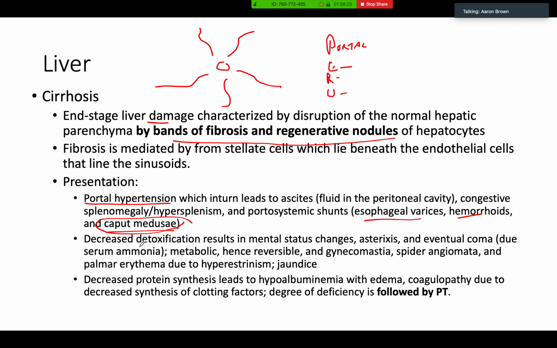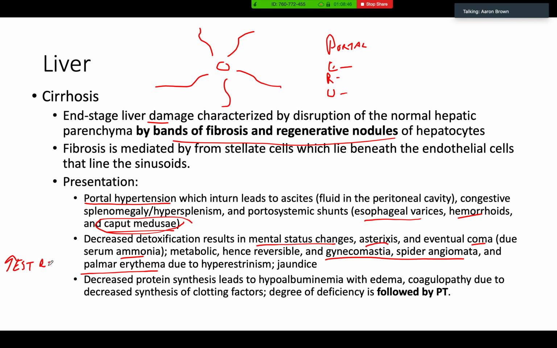Other things you can see in cirrhosis: mental status changes, asterixis, which is shaking, tremors of the hands and extremities, coma due to the ammonia levels. You can see some gynecomastia, spider angiomata, and palmar erythema. These are all due to increase of estrogen.